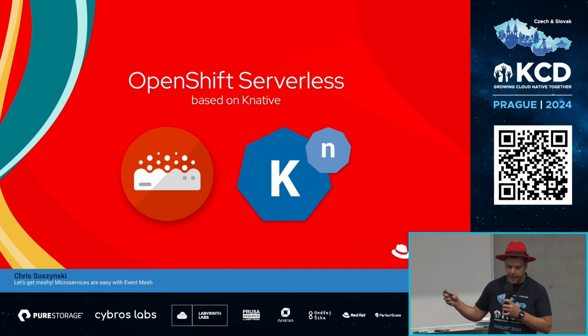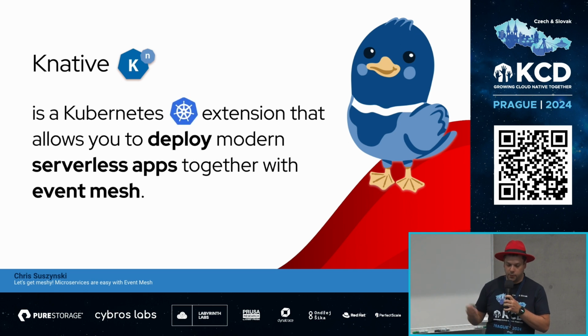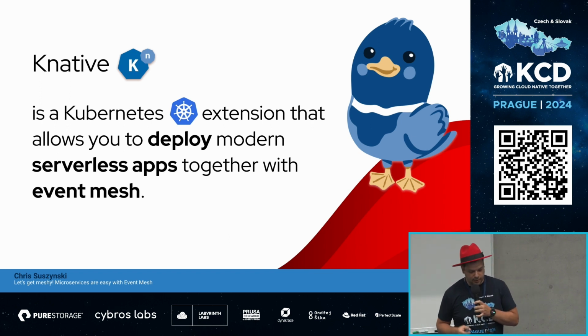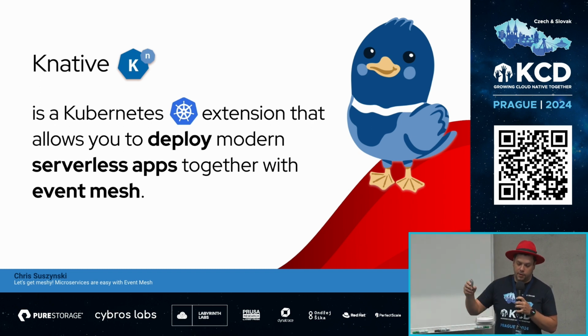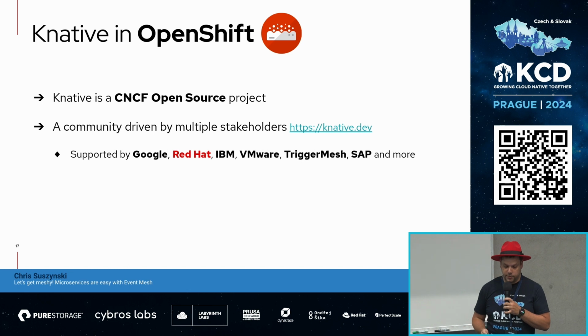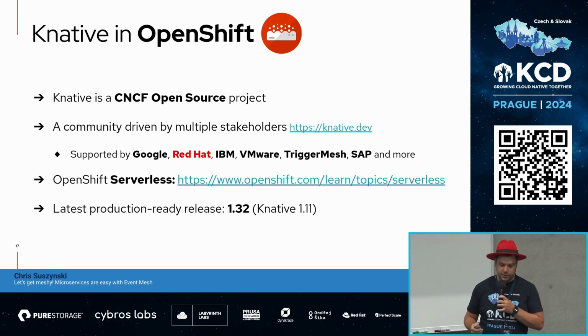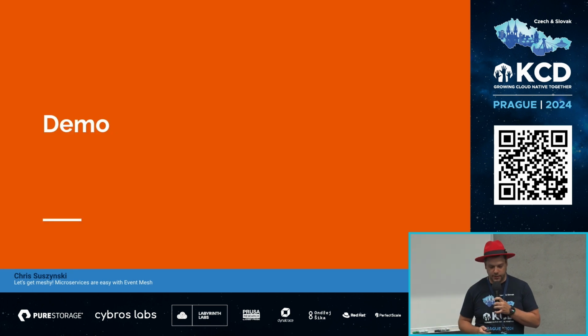So let's talk about Knative. In OpenShift, it's called serverless, but Knative is a CNCF project. It's a Kubernetes extension. This is our mascot. Pretty nice, we got that lately. It allows you to deploy serverless applications on top of Kubernetes that will scale automatically up and down, and also brings this event mesh as well. Knative is community-driven, supported by those companies. Currently, mostly by Red Hat, unfortunately, but all those companies have contributed, and they are still contributing. We have had a production release for like 3-4 years now, so it's pretty production ready, I would say.